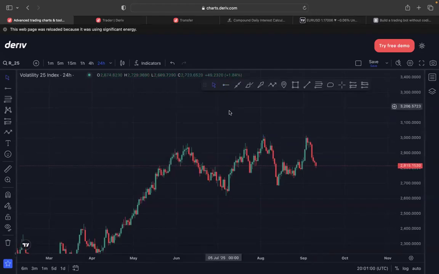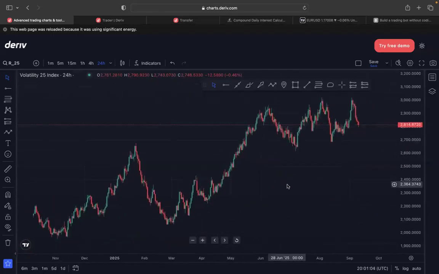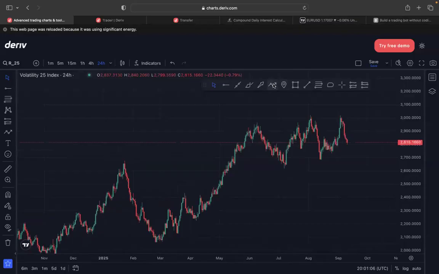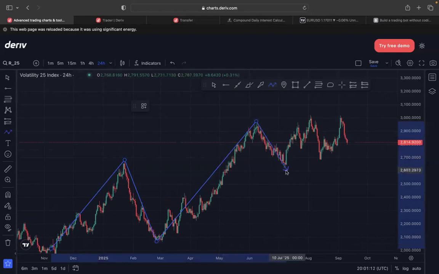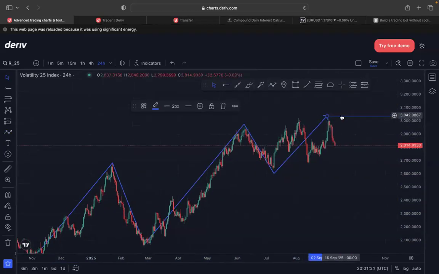All right, so let's draw the path for this. Now we have this like this. From here, we have our higher high, higher low, higher high, higher low, and then we are currently having a higher high like this, as you can see. Everything inside here, let me just use this one, for instance.